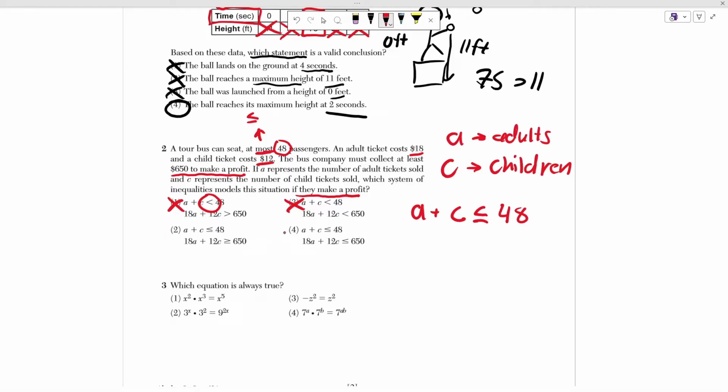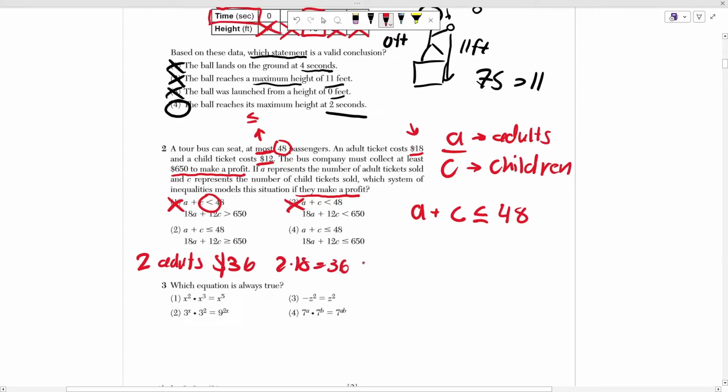Next, what we need to focus on is this bottom part. We know that an adult ticket costs $18, okay? So in order to model how much money I'll make from hosting adults, what do I need to do? Well, I need to multiply the number of adults by this number 18. If I have 2 adults, I have $36, right? Because 2 times 18 is equal to 36. If I have 3 kids, I also have $36. How did I do that? I did 3 times 12.